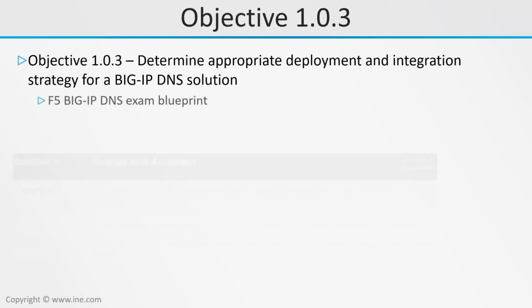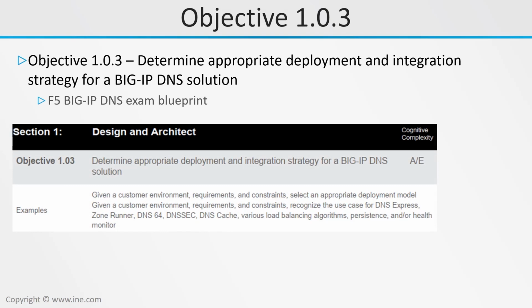Okay, objective 103 is determining appropriate deployment integration strategies for a BIG-IP DNS solution. So if you're given a customer environment, you have to understand the requirements and the constraints, and then you select an appropriate deployment model. So we'll go over 5 of the main architecture designs for GTM.